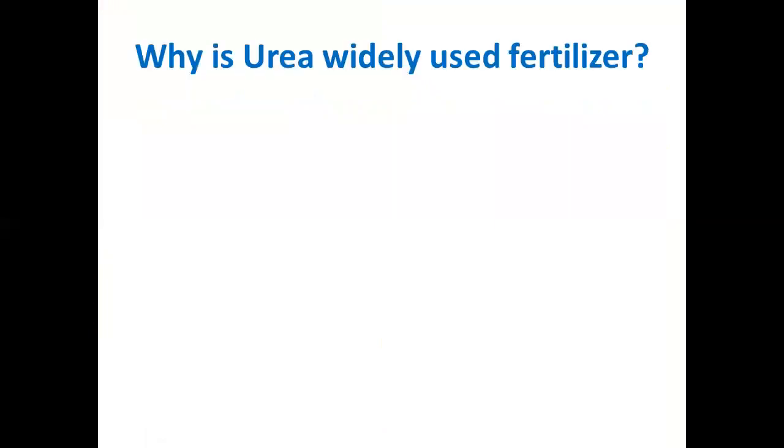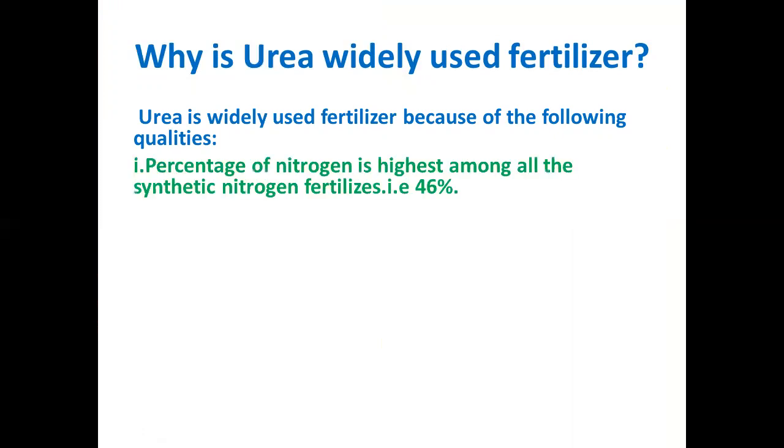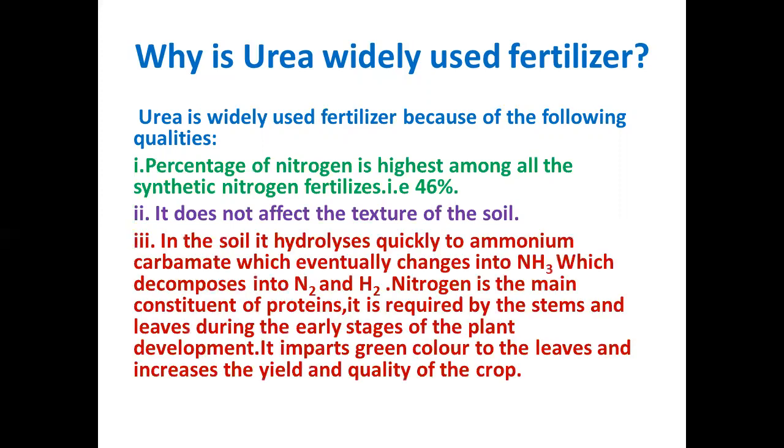Why is urea a widely used fertilizer? Mostly we are using urea as a fertilizer instead of using the other fertilizers. The reason is that urea has the following properties or qualities. First, the percentage of nitrogen is highest among all the synthetic nitrogen fertilizers. In urea, the percentage of nitrogen is 46%. It does not affect the texture of the soil. The texture of the soil remains the same. In the soil, it hydrolyzes quickly to ammonium carbamate, which eventually changes into ammonia, which decomposes into nitrogen and hydrogen.